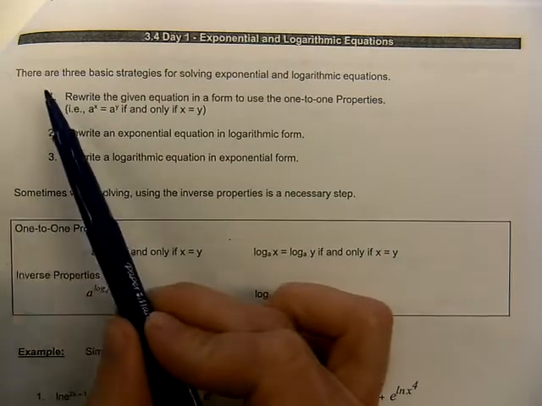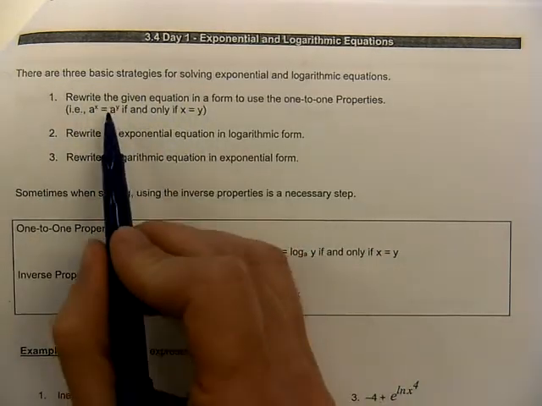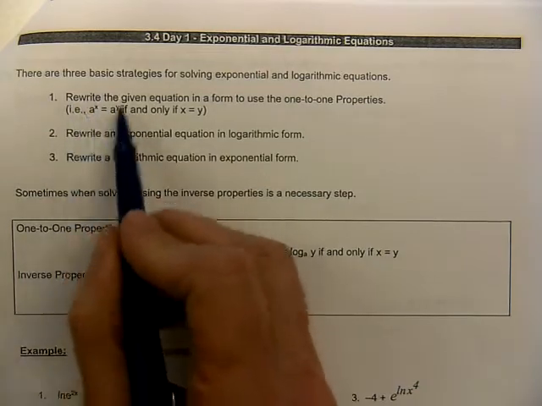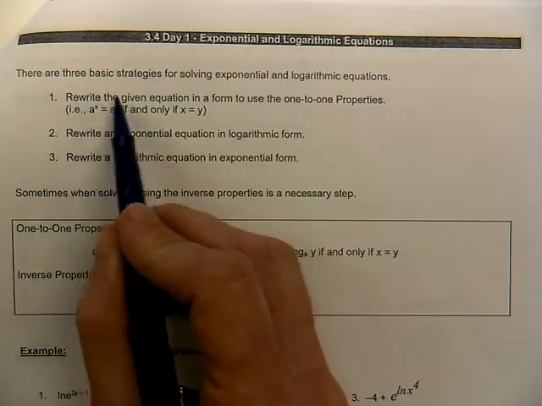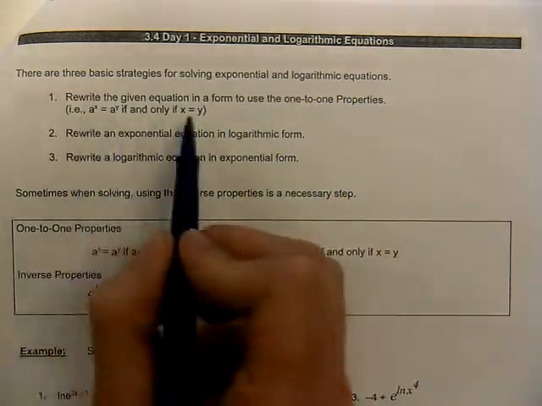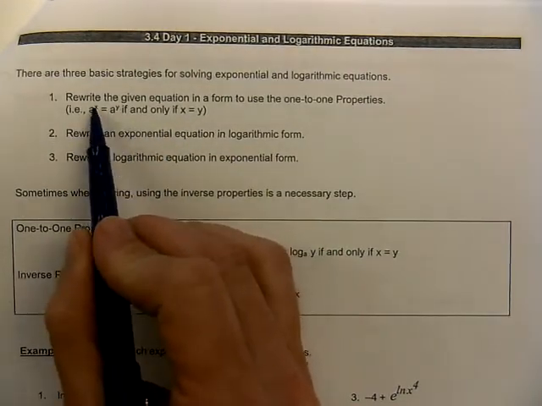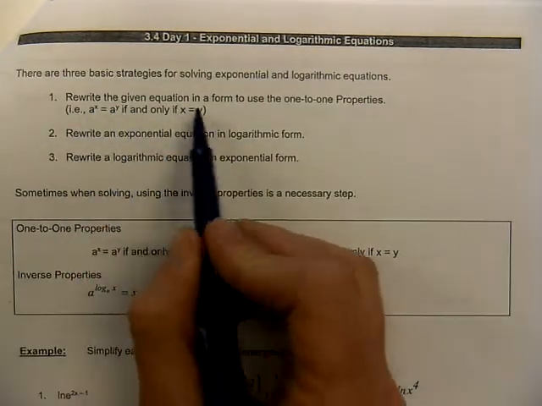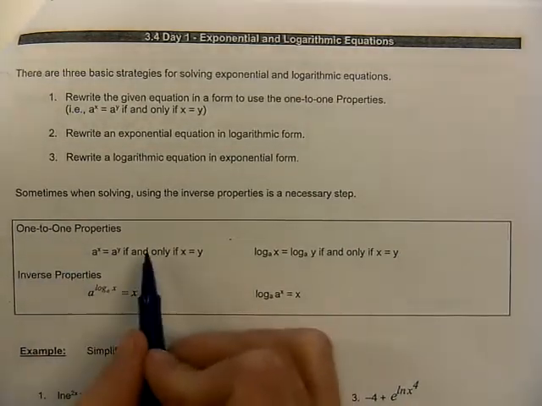So this is one method that we will use. This works if you are starting off in exponential form. It might look something like this. The idea is to make the bases the same. Rewrite the given equation in the form that uses these one-to-one properties. This is an example of a one-to-one property. So if the bases are the same, then that means the exponent on the left has to equal the exponent on the right. You see them listed here in the box. That's the one-to-one property we're talking about.